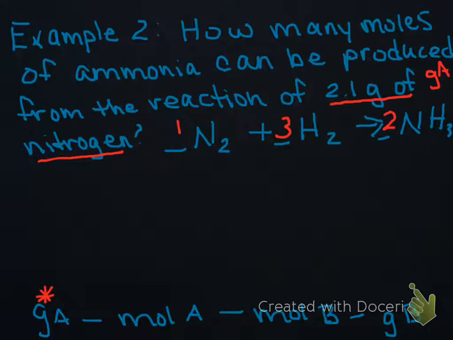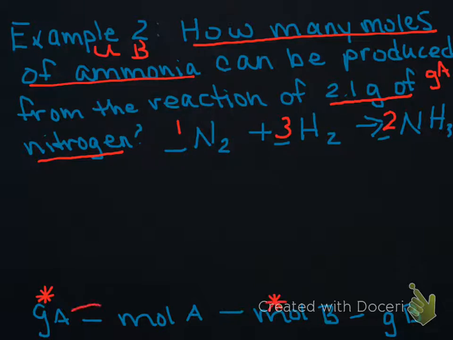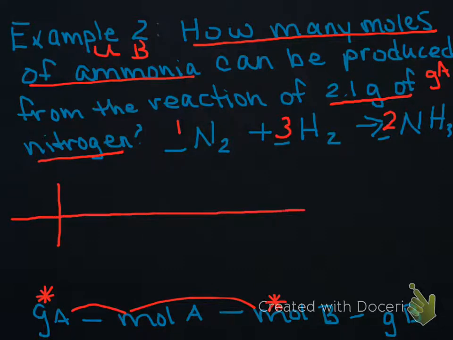What am I looking for? How many moles of ammonia? So moles of ammonia is my unknown. That's my substance B. So let's find that on my mole map. Moles of B. So again, I'm going 2 steps. So it'll be a 2-step problem. Let's set that up with our truth table.